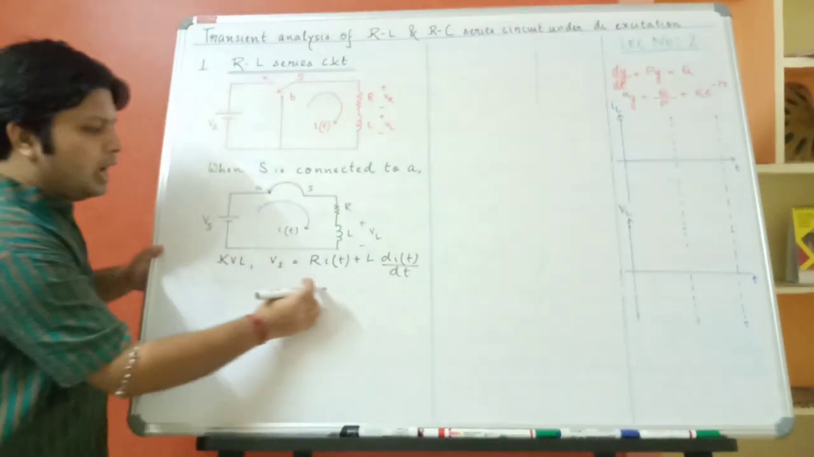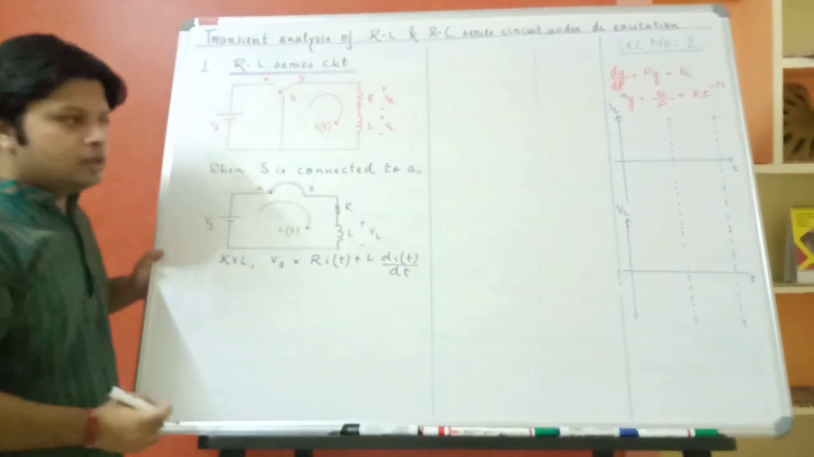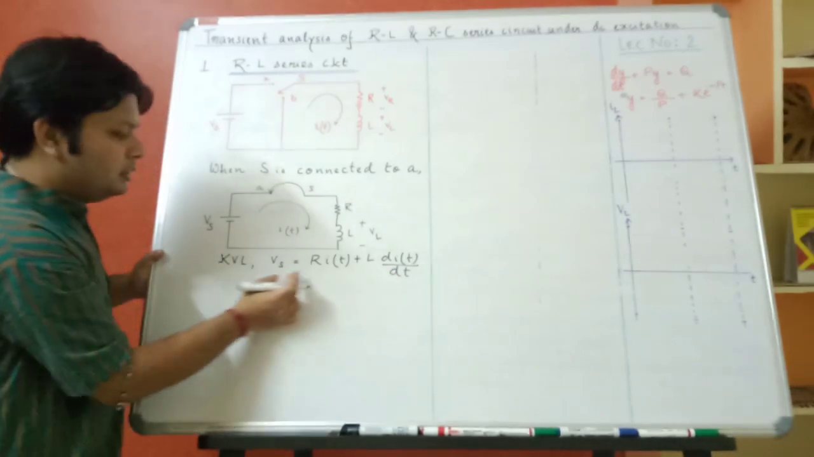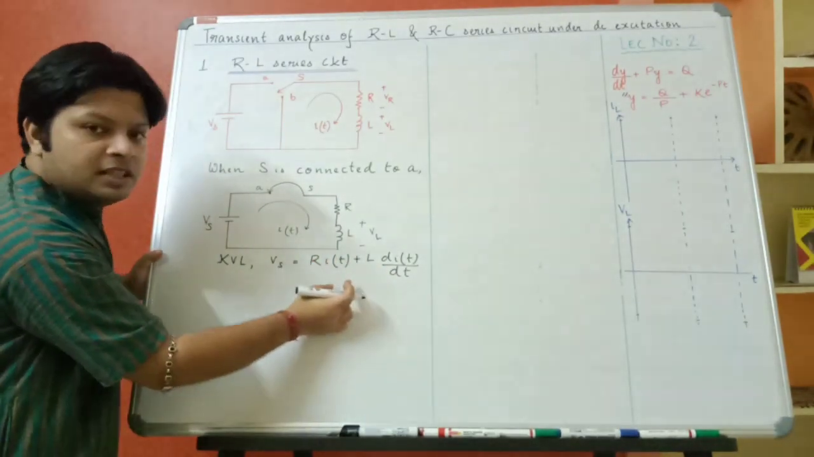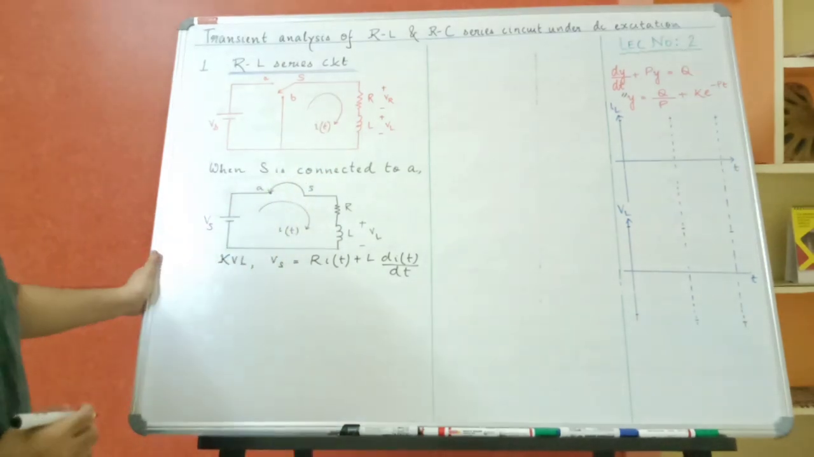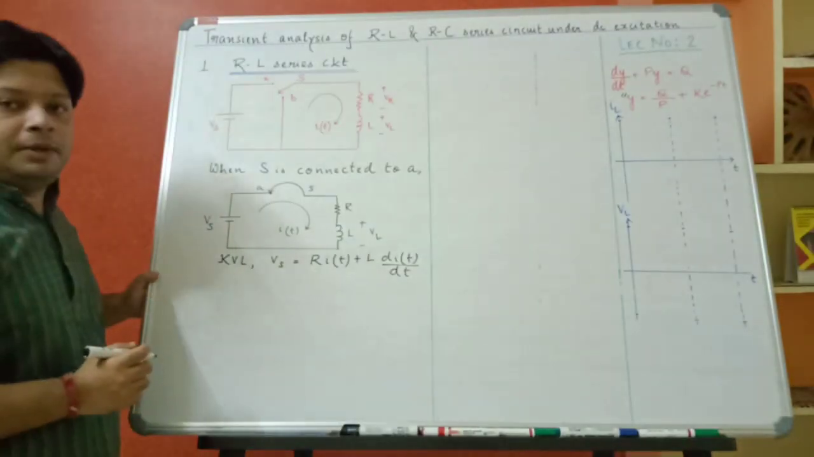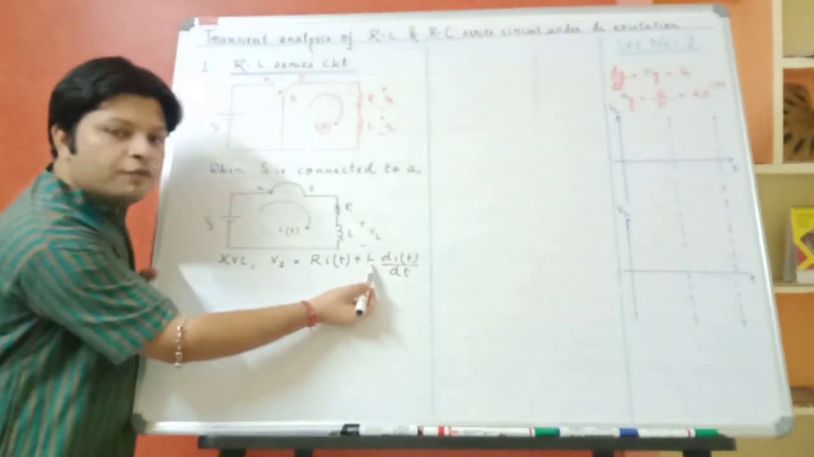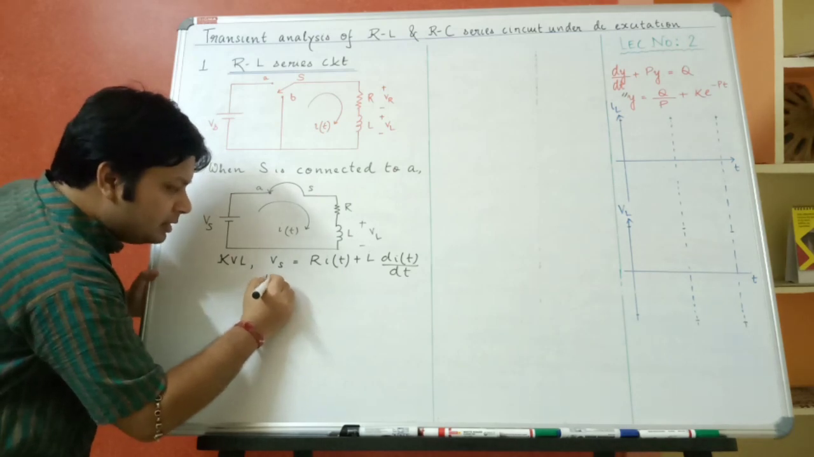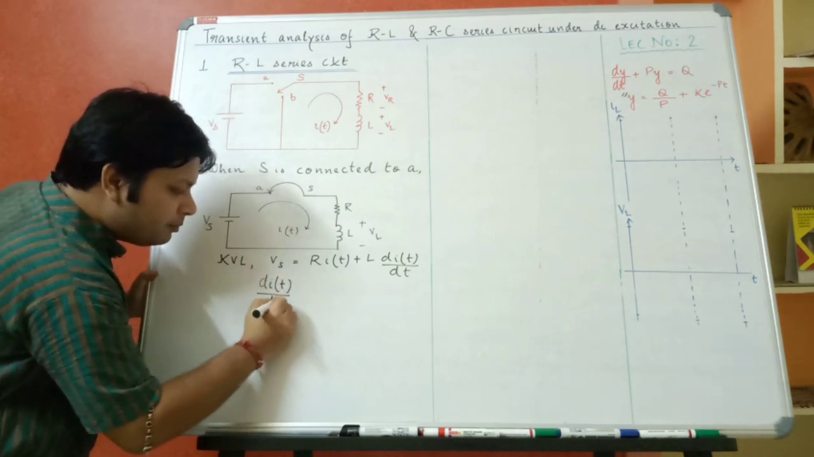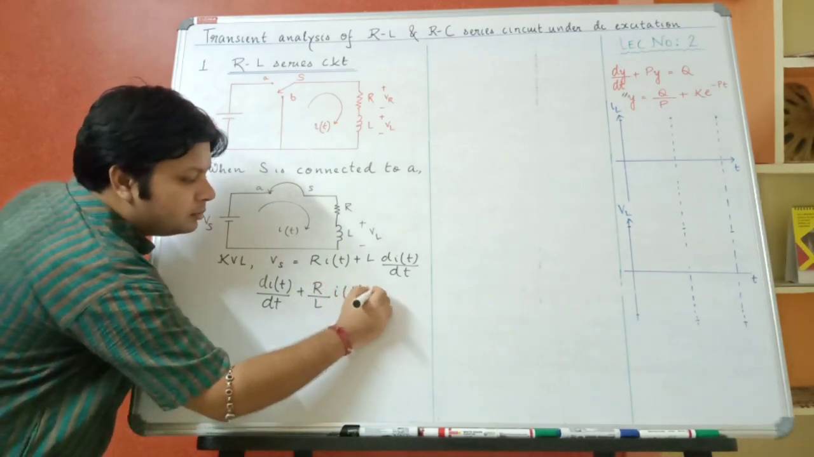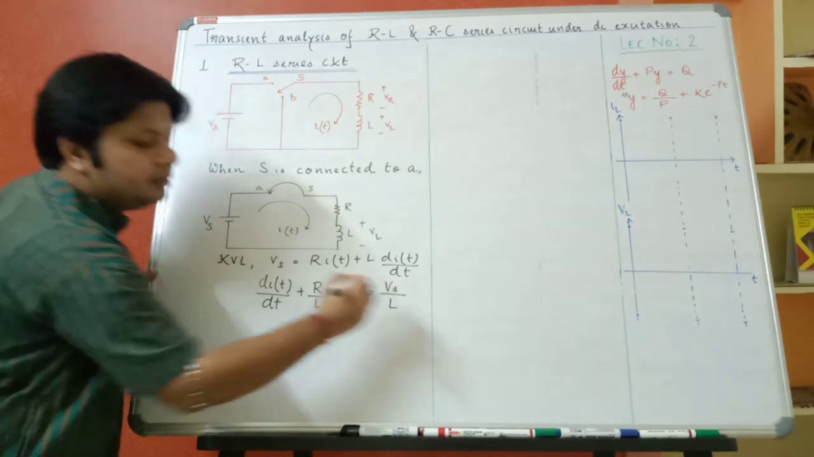Okay. Now I'll compare this with that equation. So this part is the dy by dt part. This is my py. This is my q. Rearranging these equations and writing in that form. If you observe that equation over there, dy by dt coefficient is 1. But over here dy by dt coefficient is L. So I'll take L common. So we'll get dIT by dt plus R by L IT is equal to Vs by L.